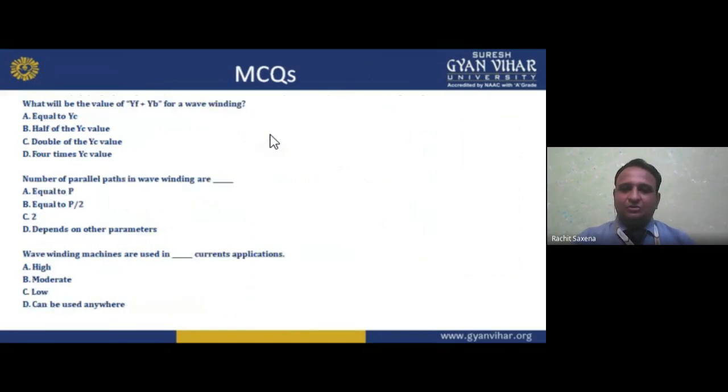Now next. What will be the value of YB plus YF for a wave winding? It is equal to double of YC. Now the number of parallel paths in wave winding is equal to 2. That is C. A equals 2, which I earlier told you. Wave windings are used in low current applications, as they don't give higher current.